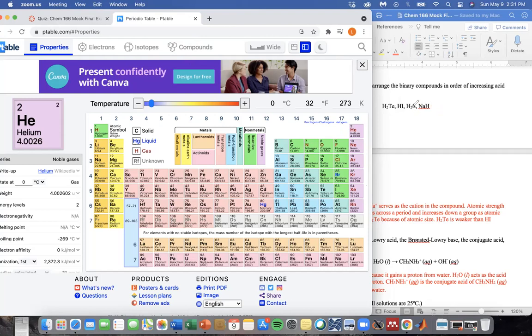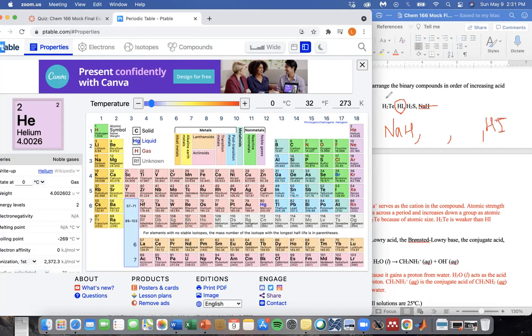And then you can say, okay, this is my weakest acid. And then you only have one strong acid listed here, so HI is your strongest acid. So when you do it in order of increasing acid strength, you need to have NaH first, and then you have these two, and then HI is your strongest acid.